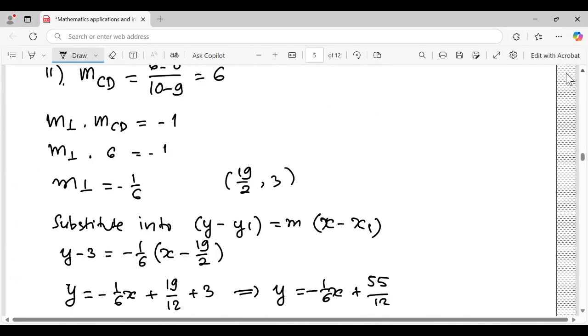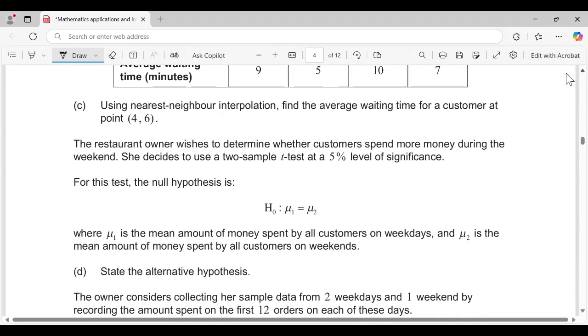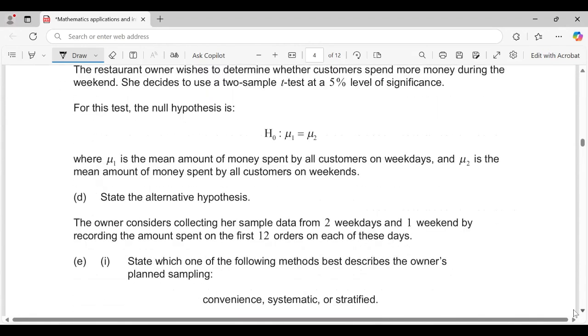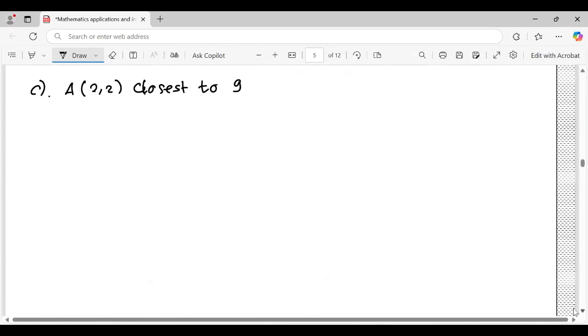If you look at the table, A is closest to 9, B closest to 5, C closest to 10, and D closest to 7. Next, B (2, 6) is closest to 5, and then C (9, 0) to 10, D (10, 6) to 7.